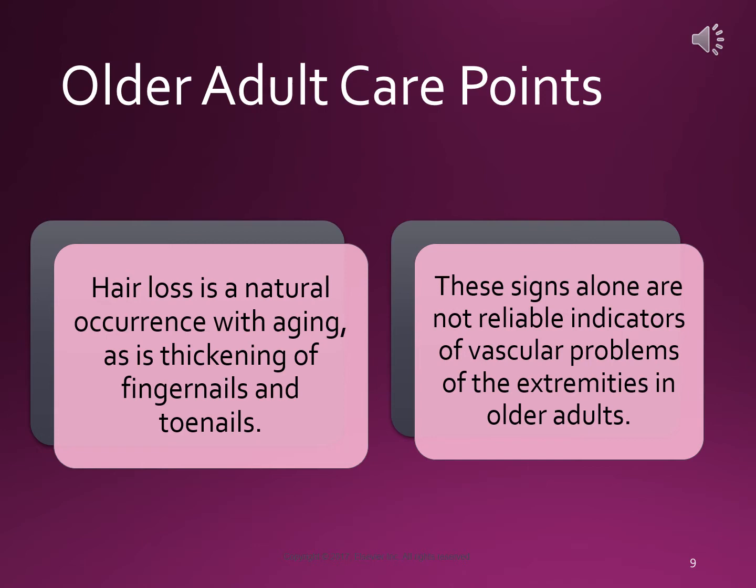We need to always keep in mind normal age-related changes. So hair loss is a normal occurrence with aging, as is thickening of the fingernails and toenails. So if you look at the extremities of older adults, these signs alone are not reliable indicators of vascular problems. So you need to look at things like pulse characteristics and symptoms of pain or claudication, color of the skin, when the legs are elevated versus when they're dependent, edema, presence or absence, and also the skin temperature. Those kinds of things all have to be considered with older adults.